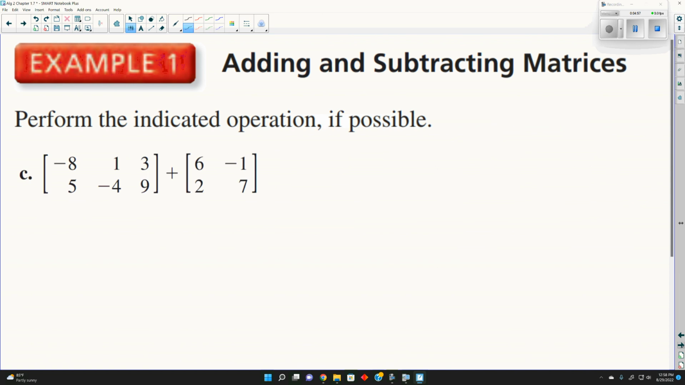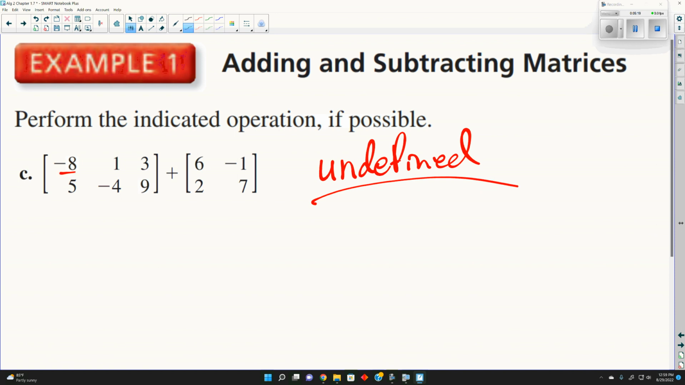Are these the exact same dimensions? So not possible, or undefined. Because if they don't have the same dimensions when we're adding or subtracting, it's going to be undefined. Because we do have something to match up, say, -8 and 6, 1 and -1, but we don't have anything there for the -1, or for the 3 to line up with, to add with. And we can't add anything there because then we're changing what the matrix is. Questions on this here?